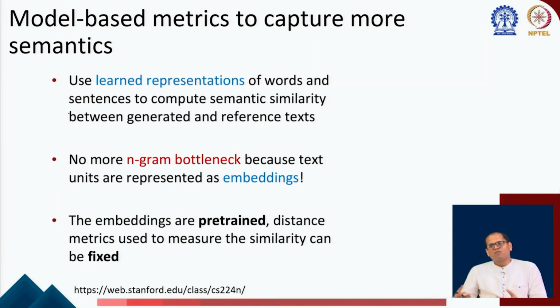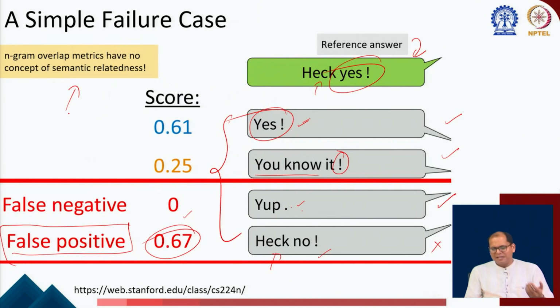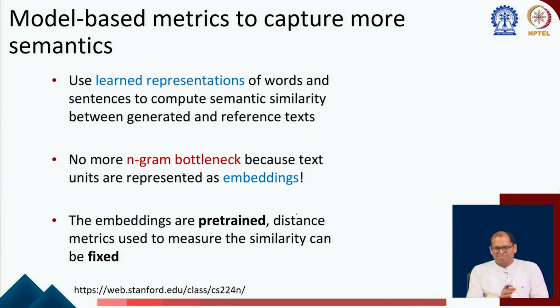So how do you avoid that? Typically we can use model based metrics. The idea is that we have talked about learning representations. So rather than matching the words directly, why don't we match the representation? Yup and yes will typically have very similar embeddings and representations. So use the word and sentence representation so that you can compute semantic similarity between the reference answer and the model generated answer. You don't have to worry about which n-gram to take, 1, 2, 3 or 4. You have the pre-trained embeddings, and you can use some distance metric to measure similarity.